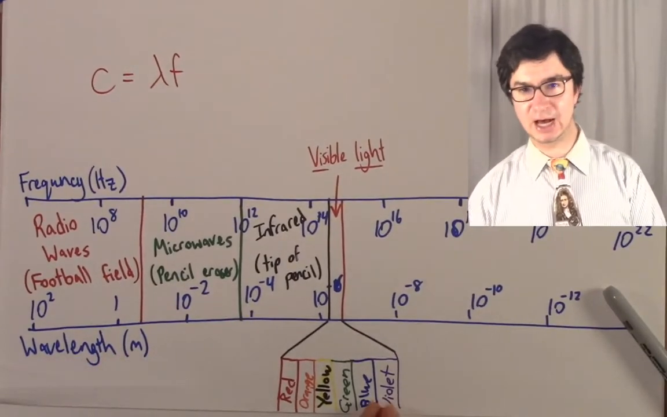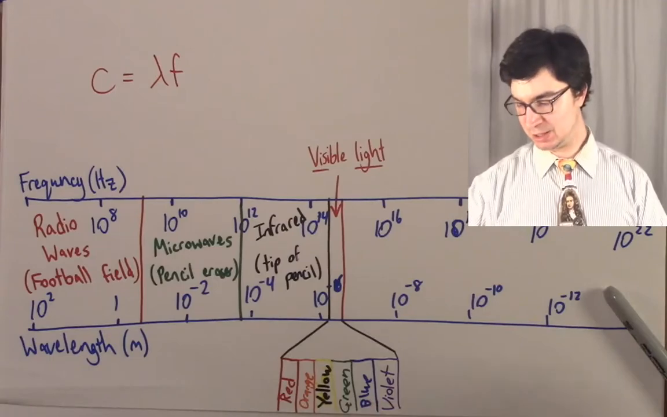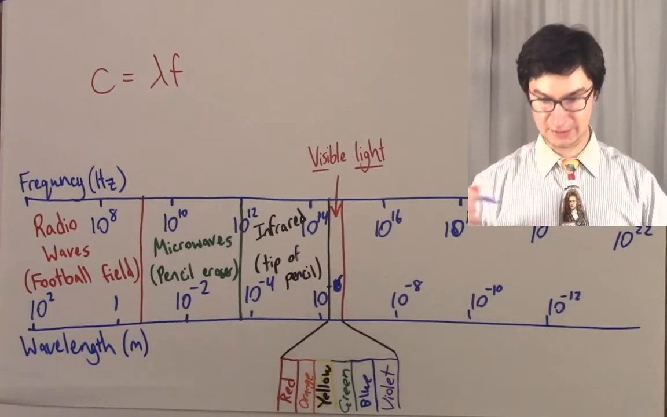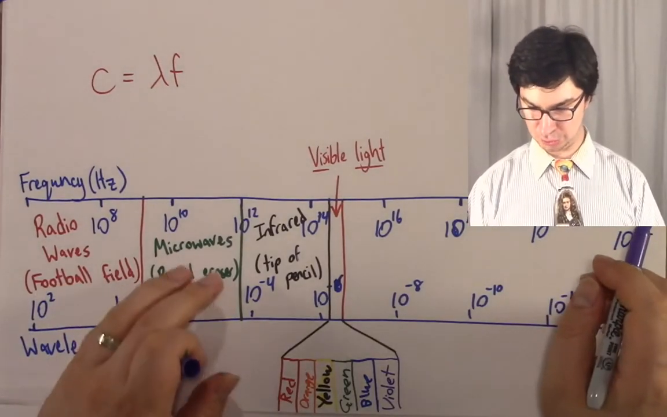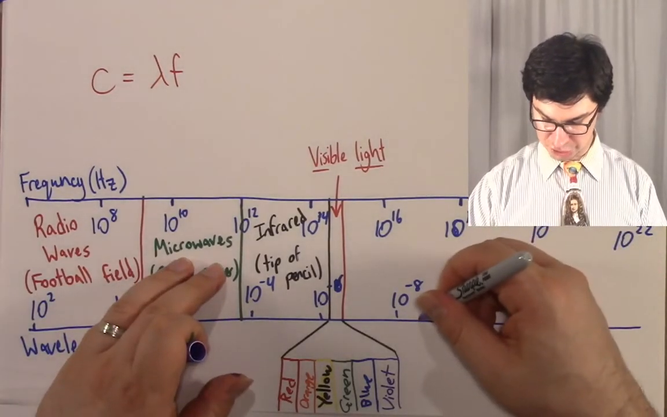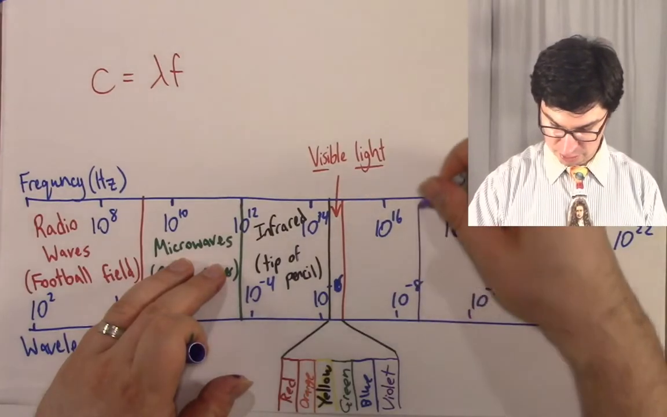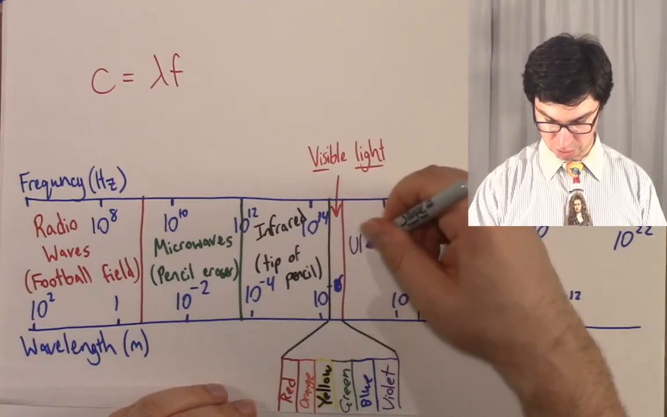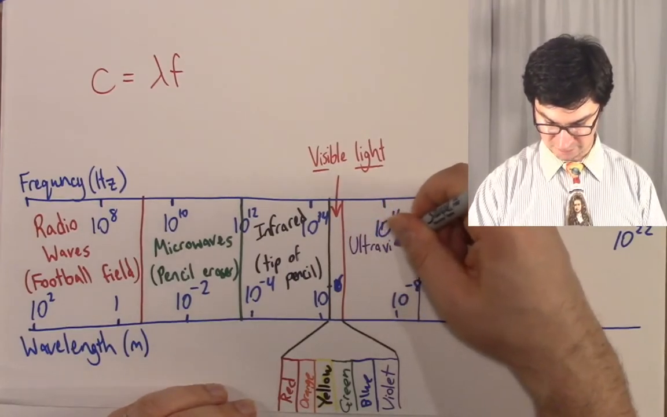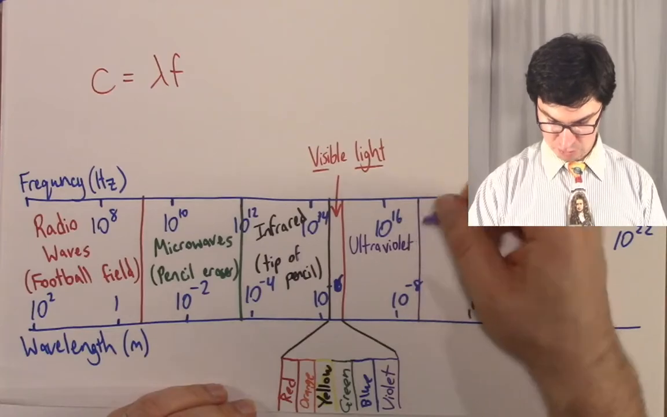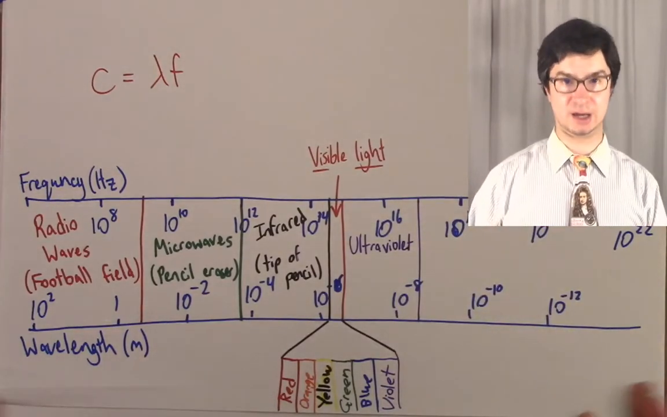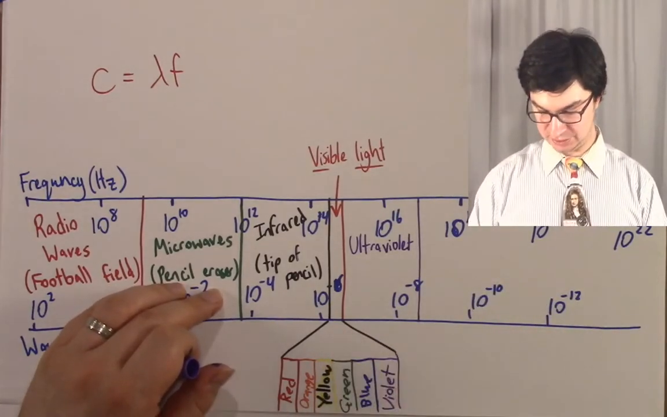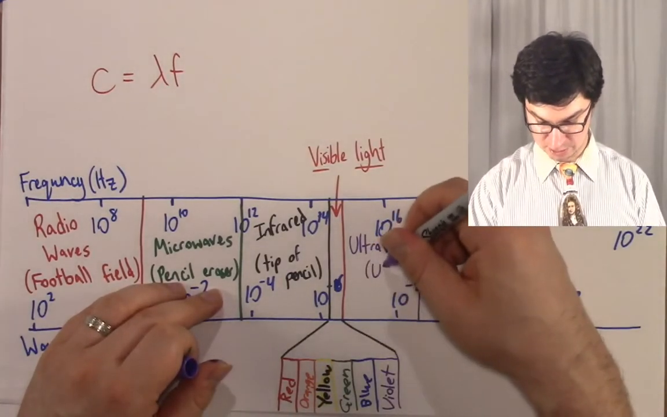Now, what would be beyond violet? Maybe ultraviolet, right? UV. So let's, in the next section here, call this ultraviolet. It goes all the way to just beyond 10 to the negative eighth meters. This is UV, ultraviolet. And ultra means beyond. It's greater than violet because it goes at a higher frequency than violet. And this is what's called UV.